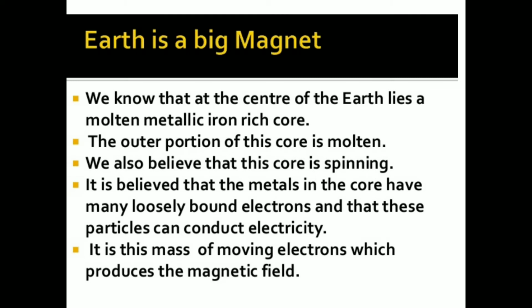It is believed that metals in the core have many loosely bound electrons, and that these particles can conduct electricity. It is the mass of moving electrons which produces the magnetic field. So all these properties present inside the earth, being iron, create the moving electrons, and these loosely bound electrons create the magnetic field.